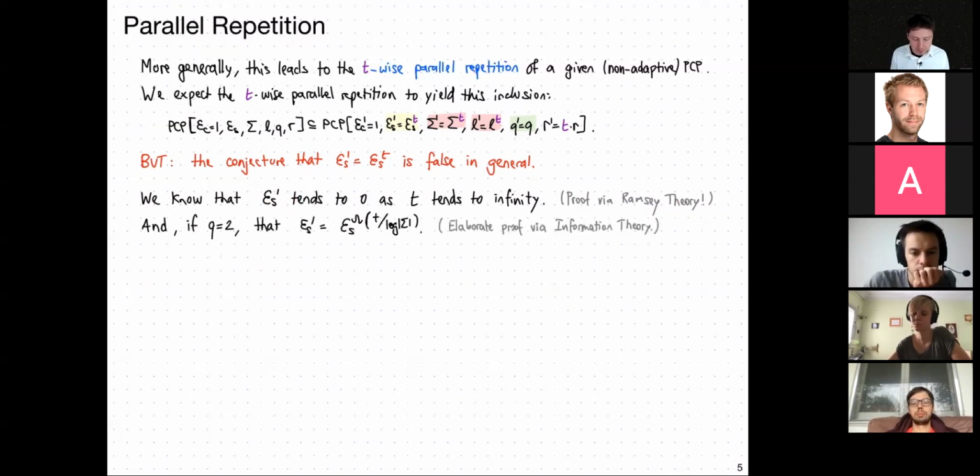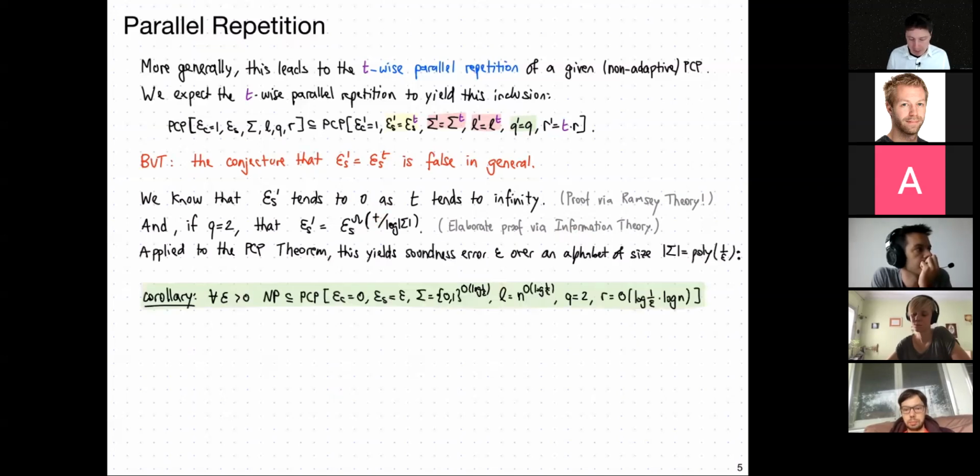And to this day, it's probably the only way that we know to prove this goes to zero. In the special case where you start out with two queries, we know that the soundness error decays exponentially in T with some constant and some dependence on the alphabet. And this is a highly elaborate proof that uses information theory. This is called the parallel repetition theorem, first proved by Raz and then further improved by Thomas Holenstein. Applied to the PCP theorem, this tells us that we can achieve any soundness error that we want with two queries, provided that we take a hit in the alphabet size and the proof length.